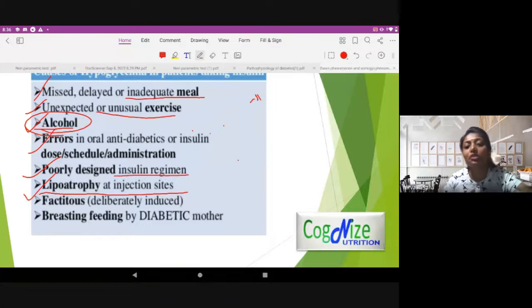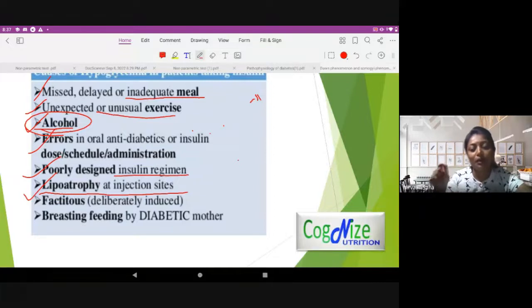Lipoatrophy. Atrophy means change in structure. Change in structure of what? Lipo means fat, which means fat cell structure change. Say, for example, a person is taking insulin. What you are mostly told, or must have seen, is that they take a pinch over the skin with some amount of fat, and in that they put the injection, right? That is how injections are mostly taken by diabetic patients.